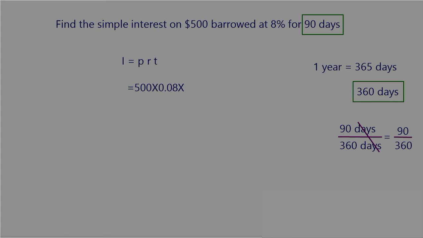90 divided by 360 equals 0.25. We can plug it into the formula and calculate the interest. Calculating the interest, we get $10.